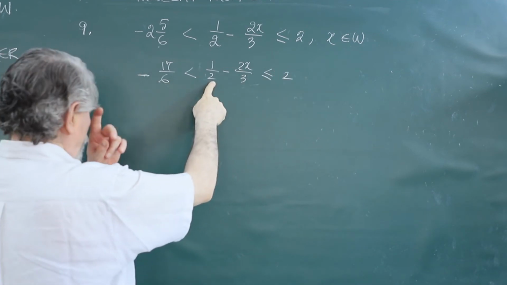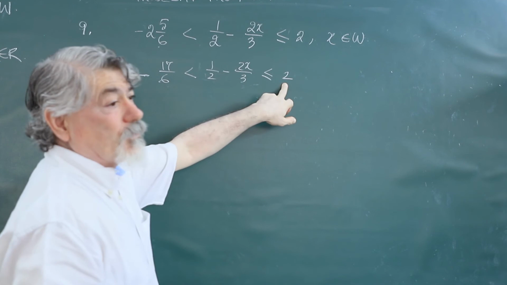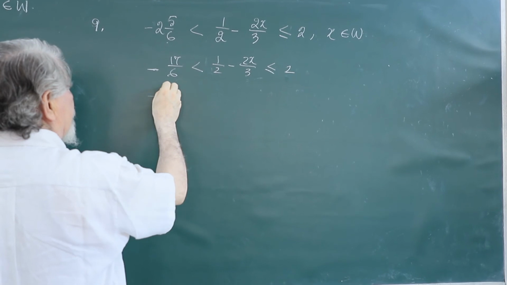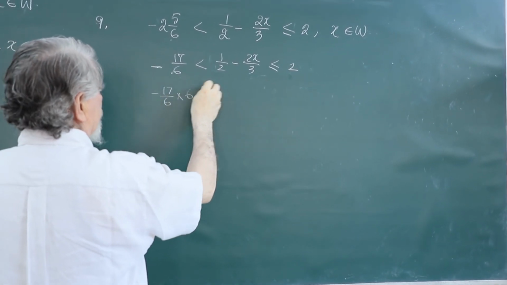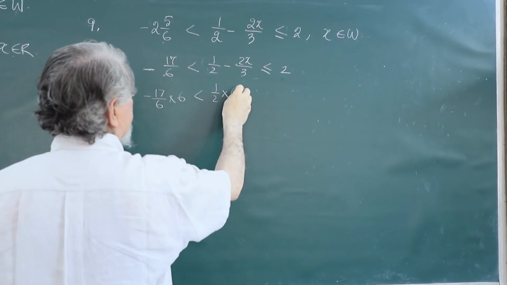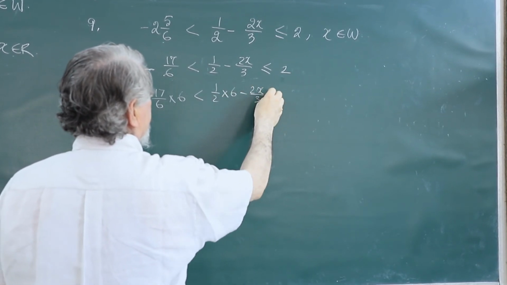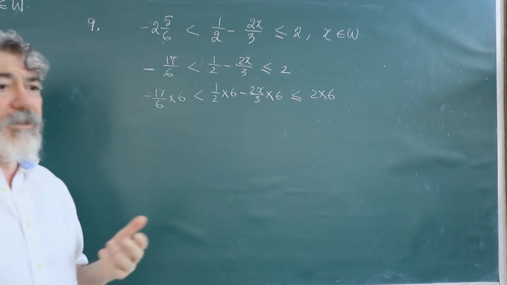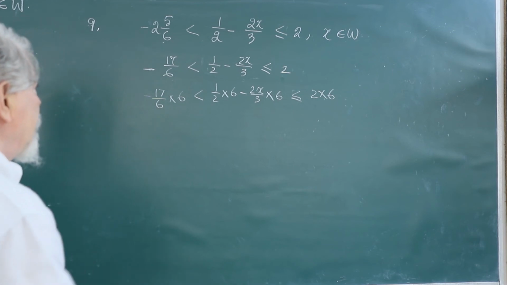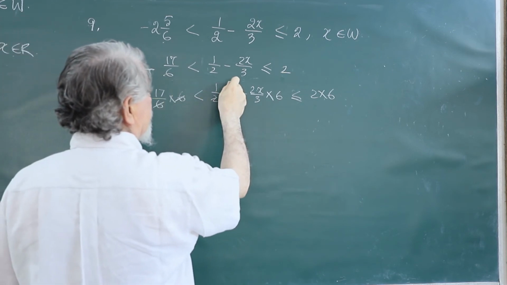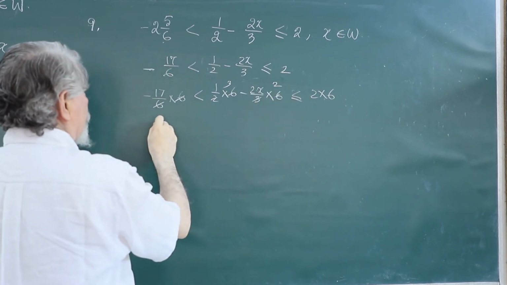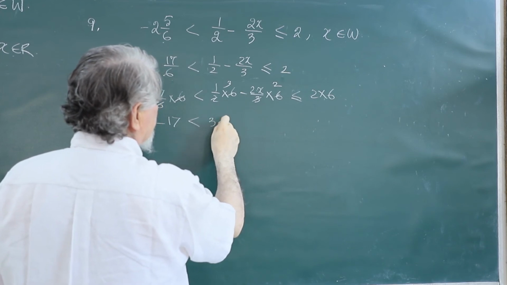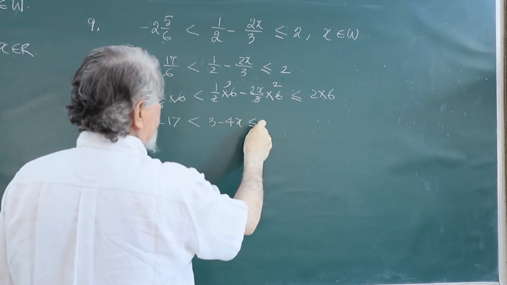It is 6 here, it is 2 here, it is 3 here. So 6, I can multiply the complete inequation by 6. Minus 17 upon 6 into 6. 1 upon 2 into 6. Minus 2x upon 3 into 6. And is less than or equal to 2 into 6. I am multiplying with positive numbers, so the inequality will remain the same. Like this will cancel. 2 3s are 6, 3 2s are 6. So minus 17 less than or equal to 3 minus 4x less than or equal to 12.